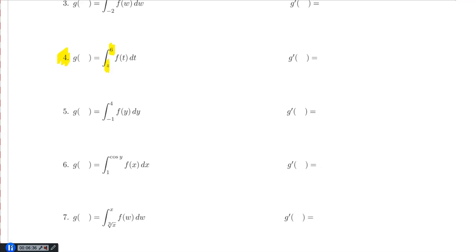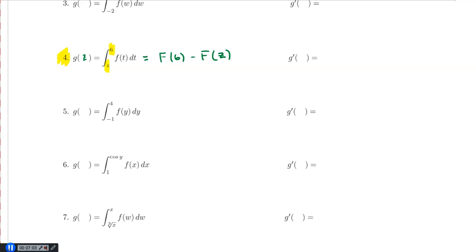But we're going to follow the same steps we followed in the previous ones and just see what happens. So we were told to evaluate using the evaluation part of the fundamental theorem. So that'll be capital F of 6 minus capital F of z. And we see that the variable that appears there is still a z, even though it was in the bottom.